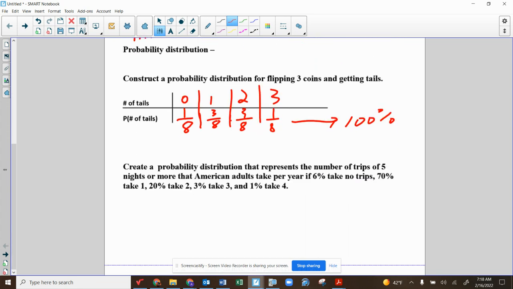All right, same idea with this one here. I want to create a probability distribution that represents the number of trips of 5 nights or more that Americans take per year. All right, so this would be trips. This would be the probability of the trips. So it's always what you're analyzing on top and its probability on bottom. Okay, take no trips. There is a 6% chance.